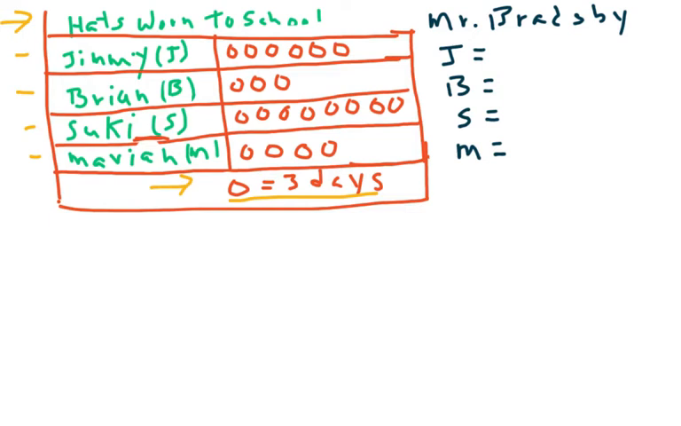Now, if you look at Brian, okay, here's Brian again. Brian, B, has 3 hats there. But each hat represents 3 days, right? So if we count these, there's 3, that's 6, and 3 more is 9. So Brian wore a hat for 9 days.